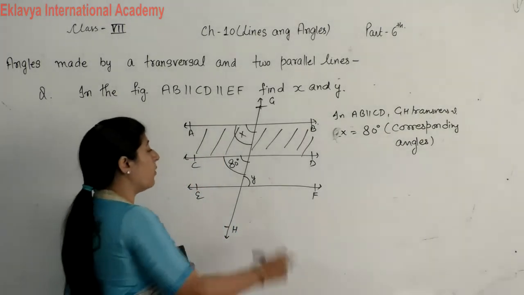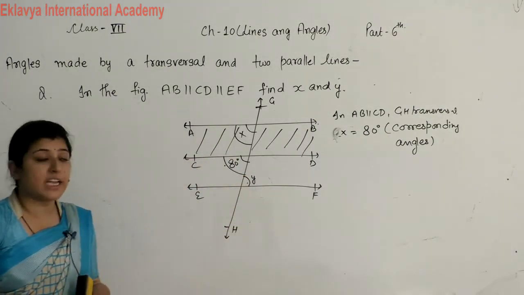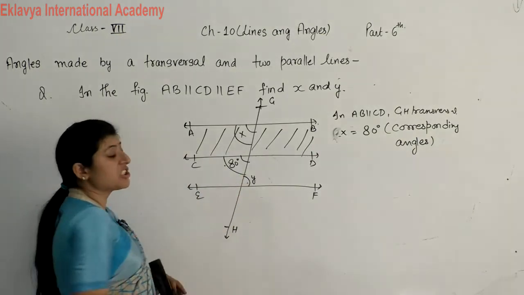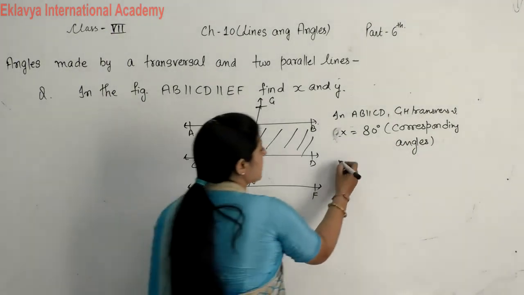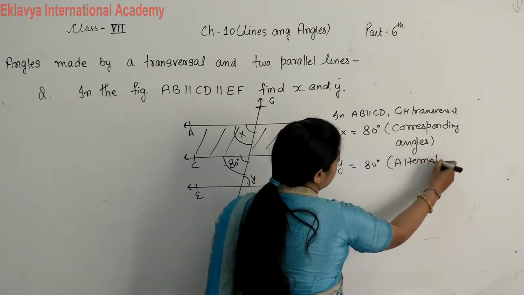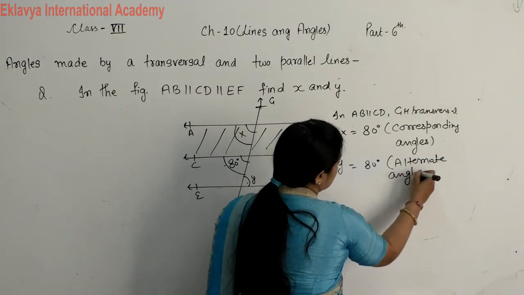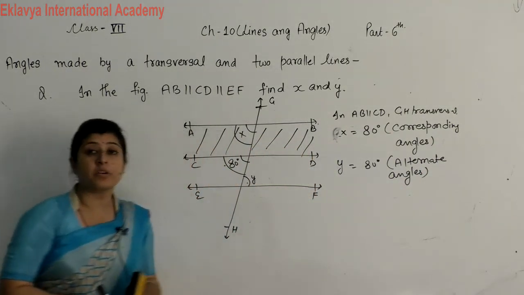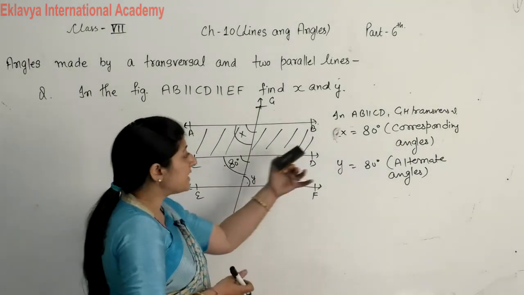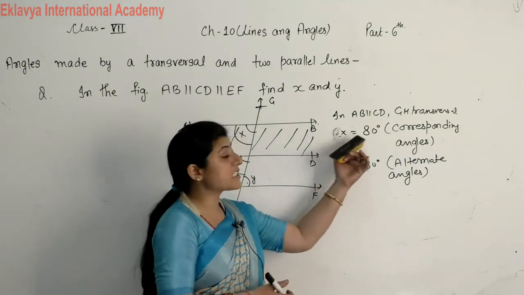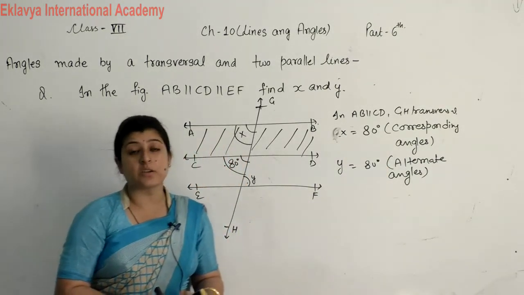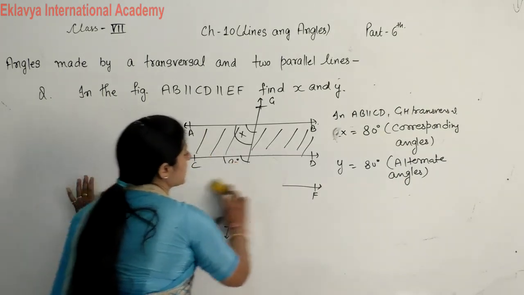In the next, see now, what is the relation between 80 and Y? CD and EF parallel, GH transversal, then what is the relation between 80 degree and Y? We can say Y is also equal to 80 degree, reason alternate angles. In these types of questions, you always have to mention your reasons also, why we are using these things. Why we are saying that x is equal to 80 degree, y is equal to 80 degree? So we have to show the reasons also. Okay, now see another example.